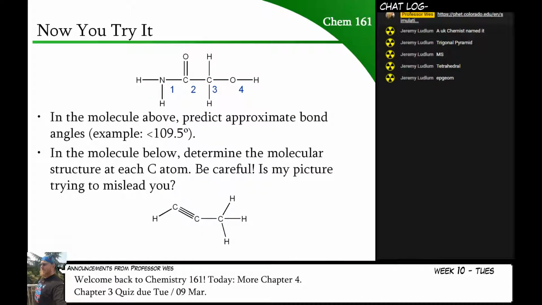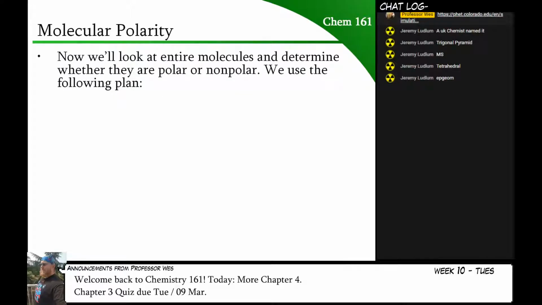All right. I'm not going to have you predict bond angles here because I want to get to polarity today so that we can talk a little bit about IMF. Because IMF and then hybridization are the last two things that we have. That's it. That's the end of the quarter. So I want to get to intermolecular forces at some point today.